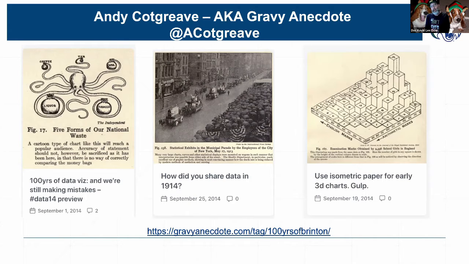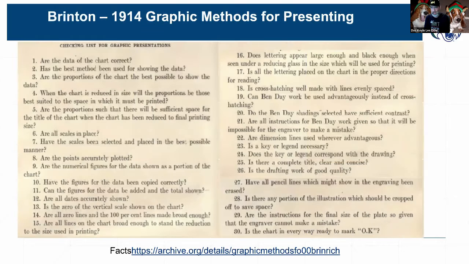Here we go, 1914, here's a 3D isometric paper stacked chart. So even back then, we could do really amazing things. And it's all in black and white, which is good for us colorblind. I have to throw that in there. Most people think the only thing I know is colorblindness. No, I do a lot more than that.